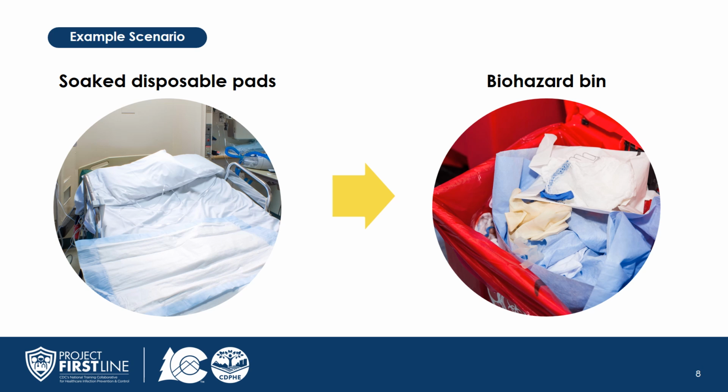In this example, you are collecting soaked disposable pads that are visibly soiled with body fluids. You notice that the disposable pads drip fluids when picked up off of the bed. Remember, if an item is so soaked that it releases liquid that cannot be contained, dispose of the item in a biohazard bin.